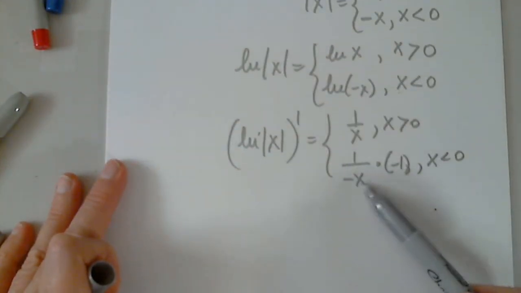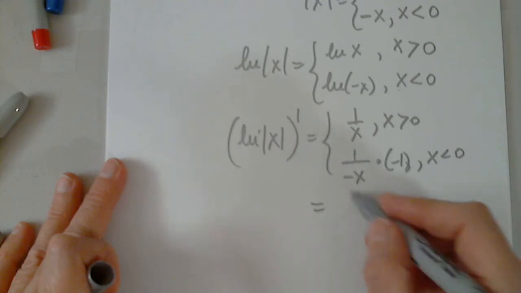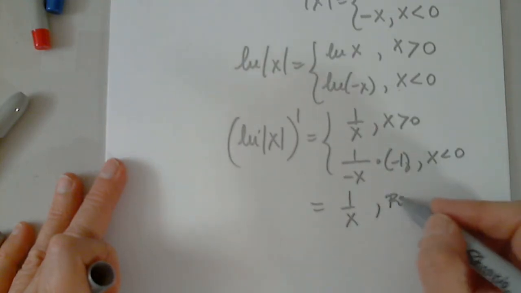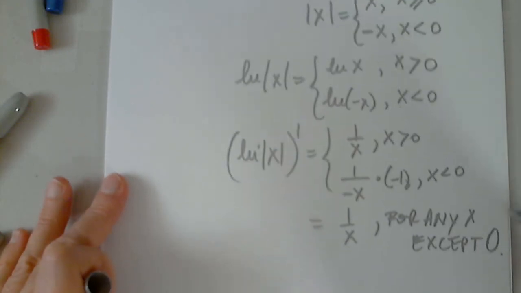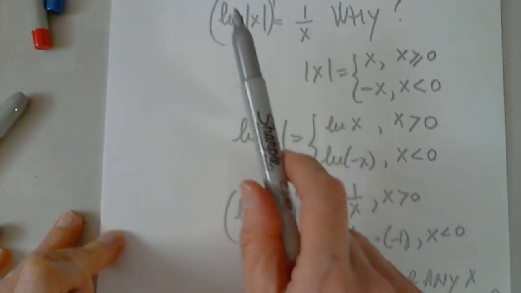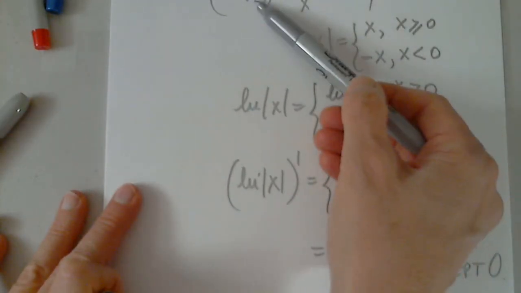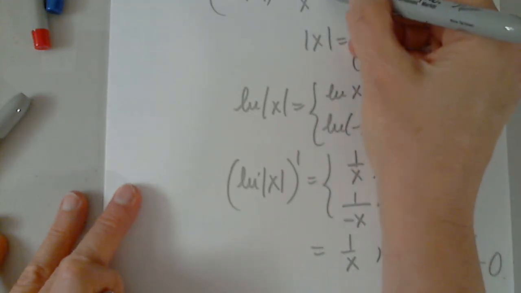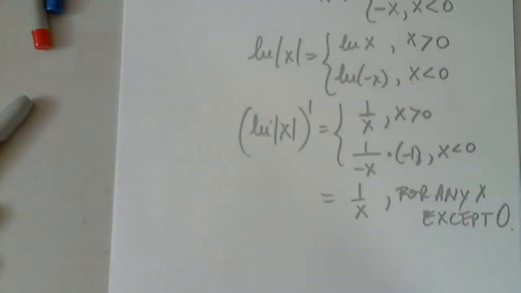But when I multiply negative 1 by negative x, I get the same thing. So the result is 1 over x for any x except 0. So that's why when we differentiate natural log of the absolute value of x, it is 1 over x. Of course, if it's a different function, then I have to multiply by the function prime. But if you choose from 57 to 90 a problem with absolute value, I want you to know what is happening here.